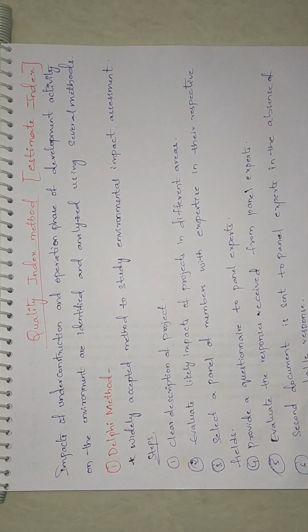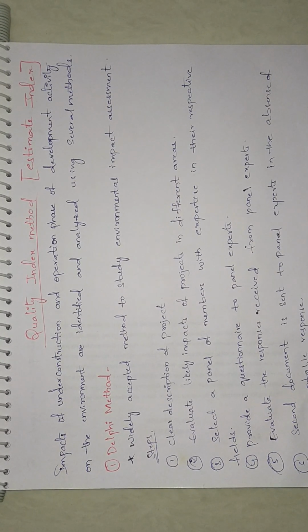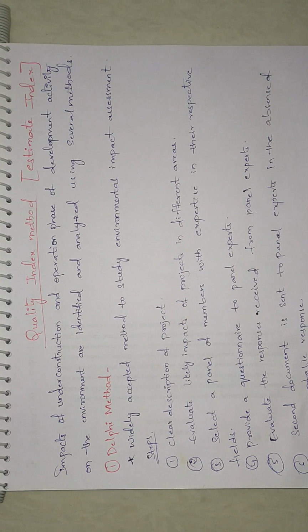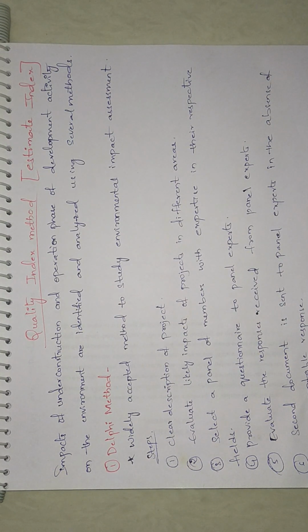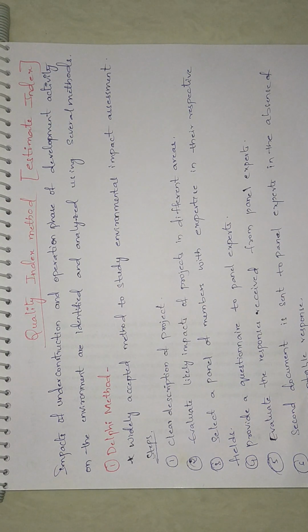Guys, in today's video we are going to see about the quality index method, which is also called the estimate index method, and this is one of the most important questions as well. This quality index method is about the impacts of projects under construction, that means whatever projects are in the process of construction and in the operation phases. So they will be identified by using several methods.